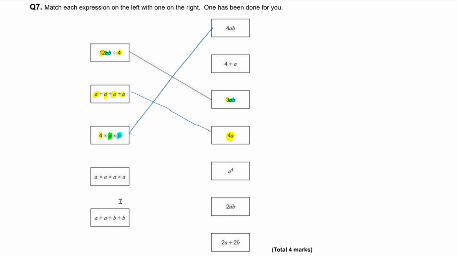a times a times a times a. When you times it by itself, you square it. Times it 3 times, it's cubed. Times it 4 times, that's a to the power 4, isn't it? It's that one. And a plus b plus b. I've got two terms in a that I can add together. I've got two terms in b that I can add together. So a plus a is 2a, b plus b is 2b. So that is 2a plus 2b, is that one.